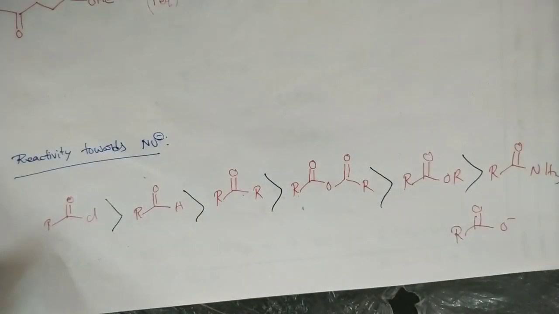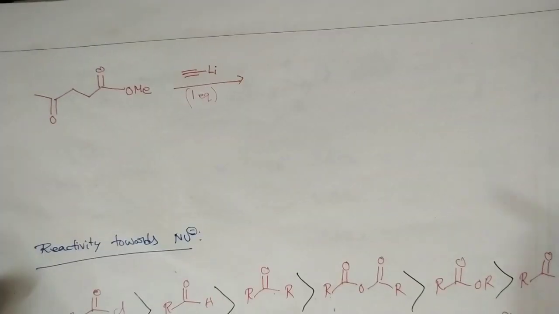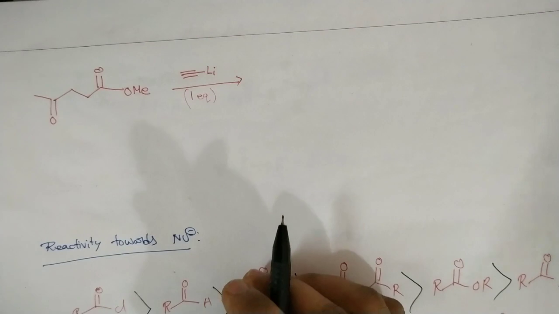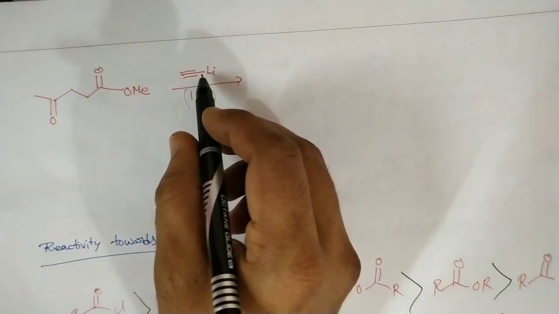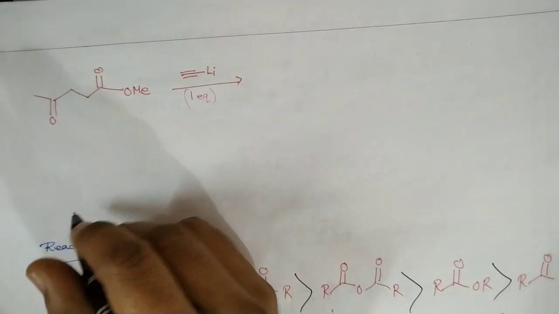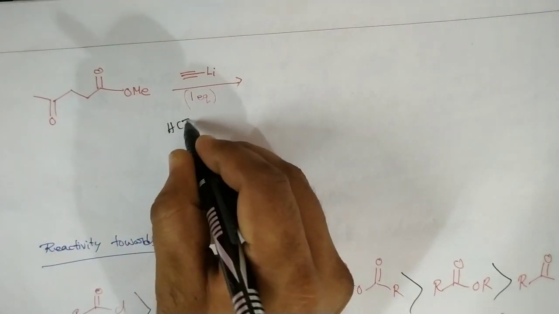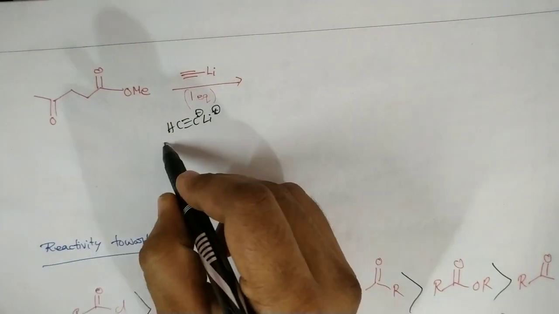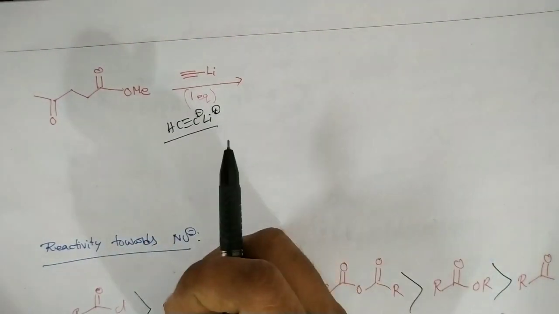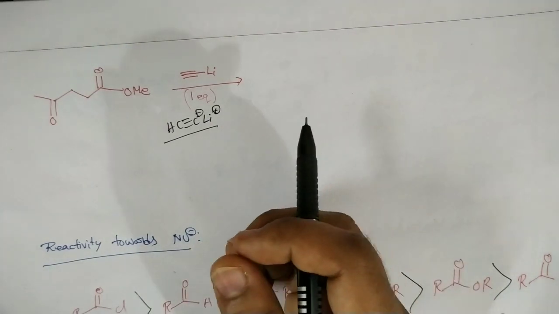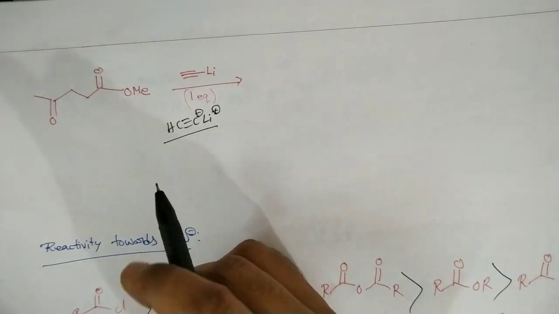Next, one more reaction. All these reactions are from the organic chemistry book, that is Clayden. In this case, one equivalent of this lithium compound, that is the alkyl lithium, its structure is HC≡C⁻ Li⁺. It is an organometallic compound, like RMgX. It is also involved in addition reactions like Grignard reactions.